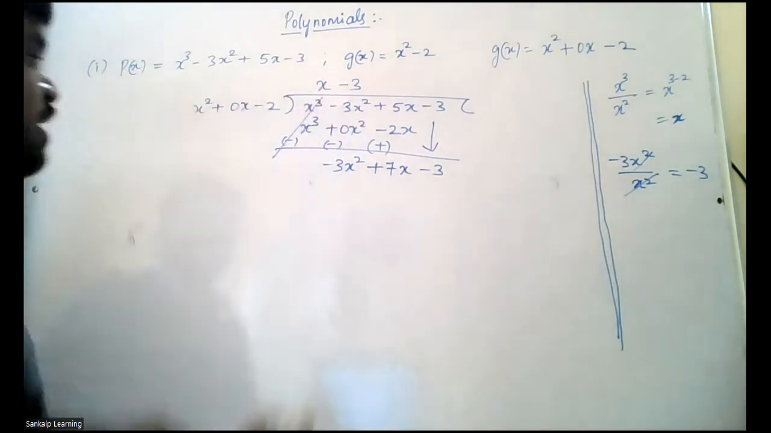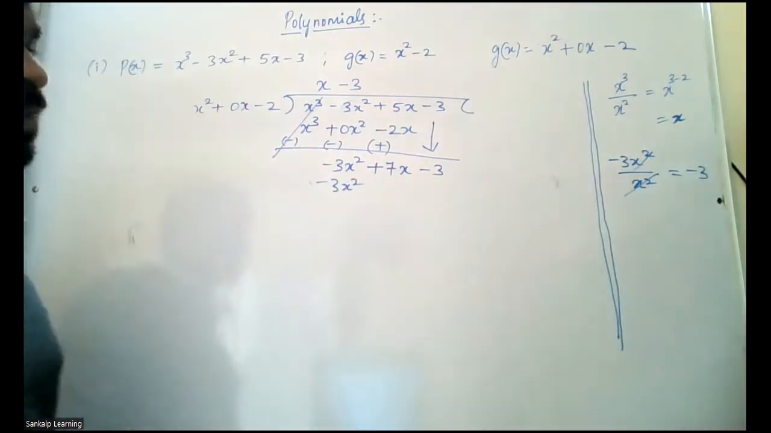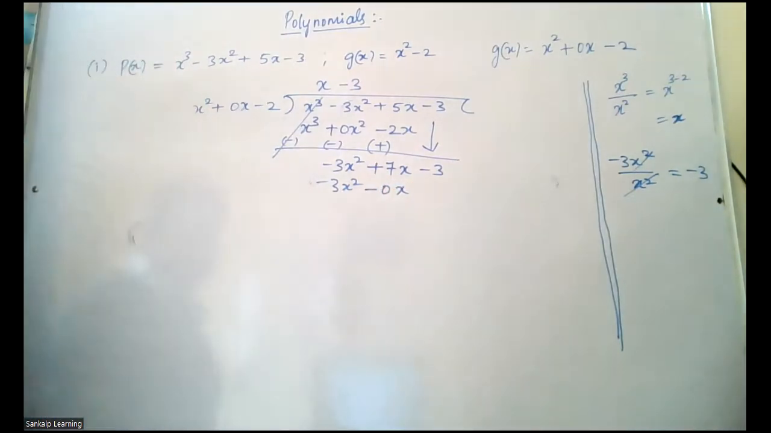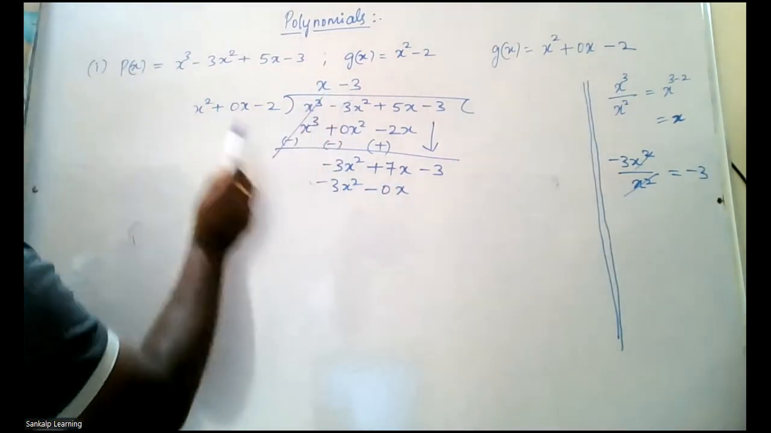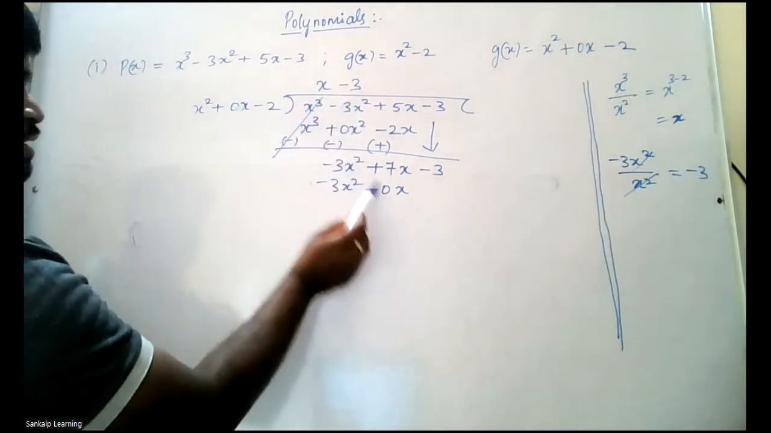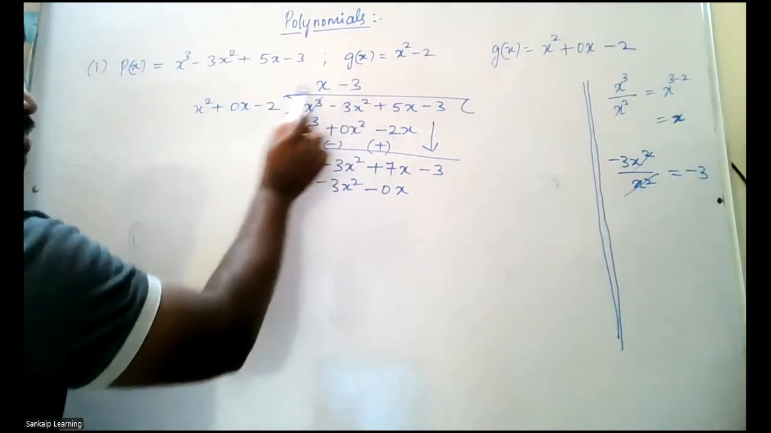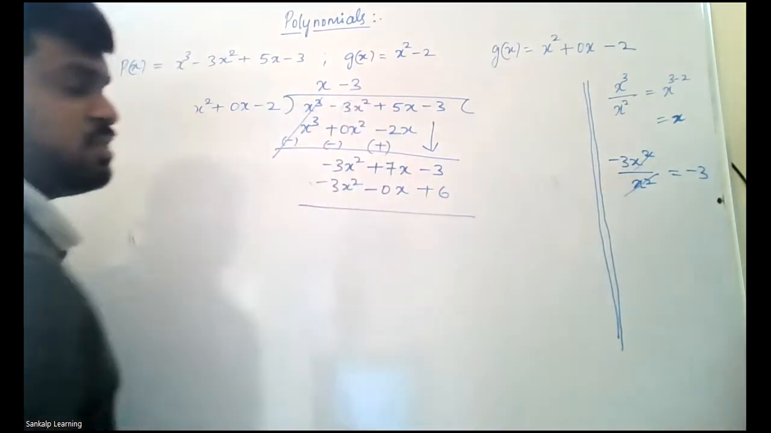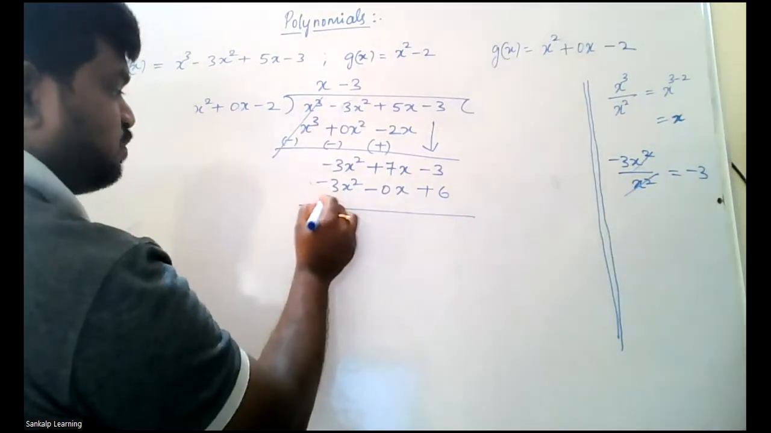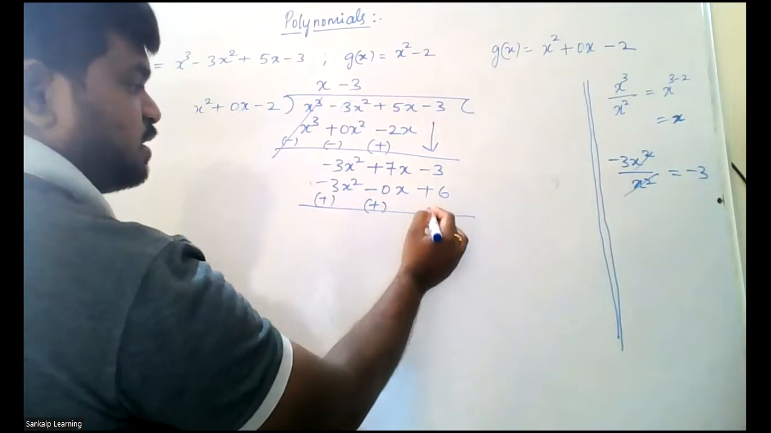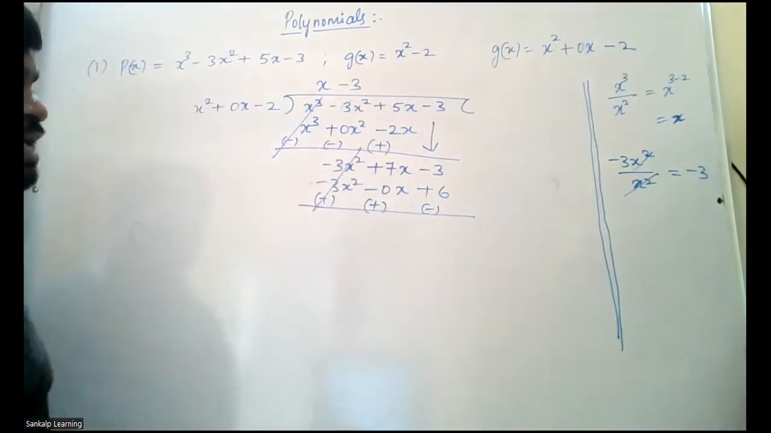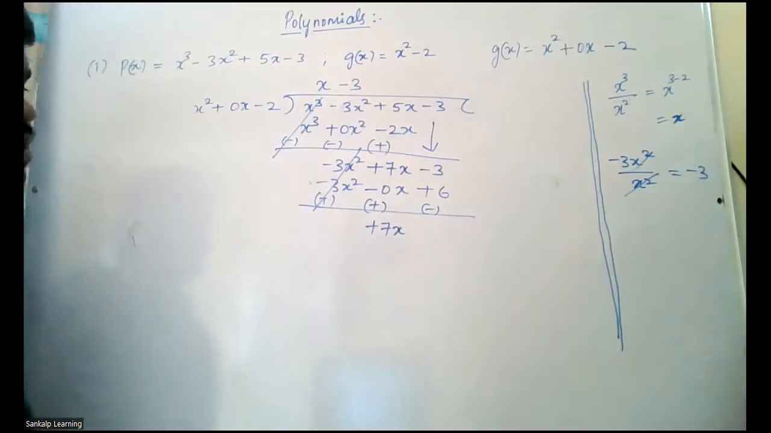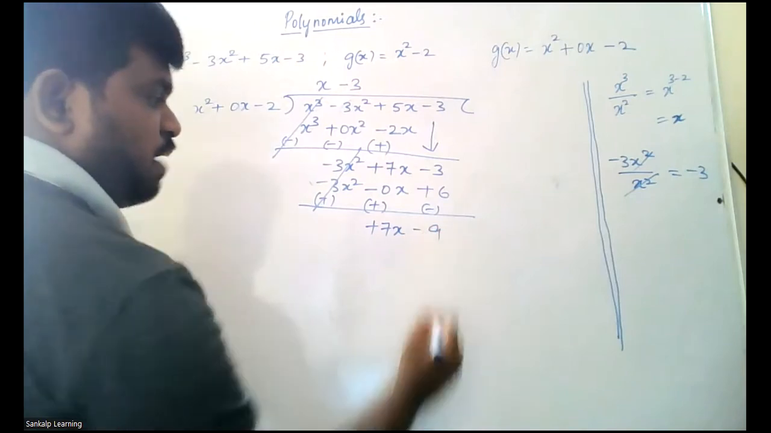So minus 3 into x squared, minus 3x squared, minus 3 into 0x, it will become minus 0x. You can do it like this, minus into plus, minus 3 zeros are 0, x as it is. Okay. Again, minus into minus, plus 3 twos are 6. Now we are subtracting it, so we have to change the sign. Minus will become plus, minus will become plus, plus will become minus. Plus and minus gets cancelled. Plus 7 plus 0 gives you positive 7x. Okay. Minus 3 minus 6 gives you minus 9.